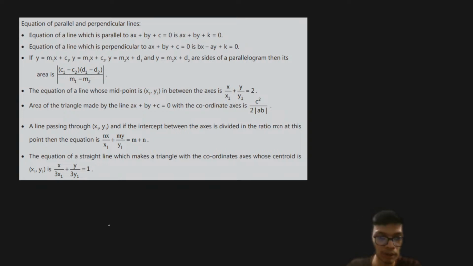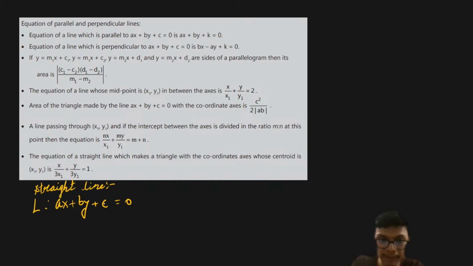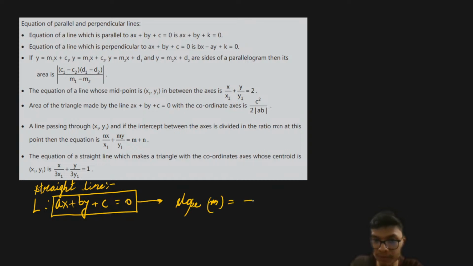So let me recall. If we have a general equation of a straight line like this, this is the general equation of a straight line, right? And from this general equation, we can definitely find the slope of this particular straight line. As simple as that, the slope is given as minus a upon b, right? If you just recall, you can simply find that this result holds true.